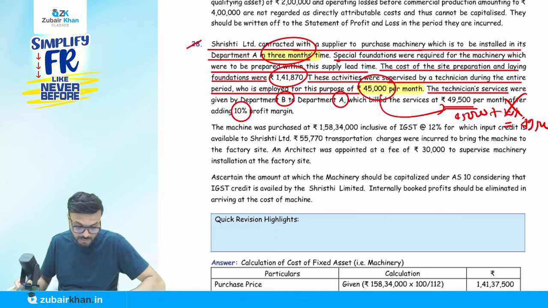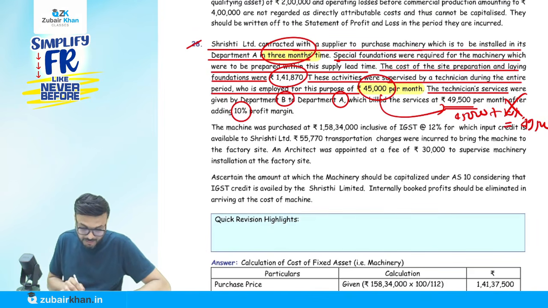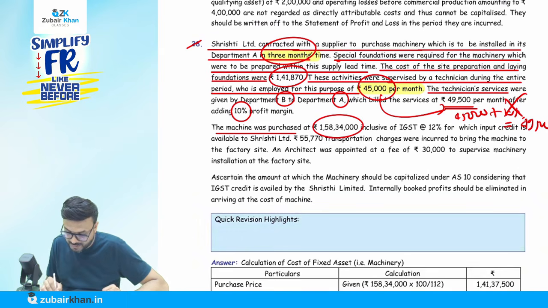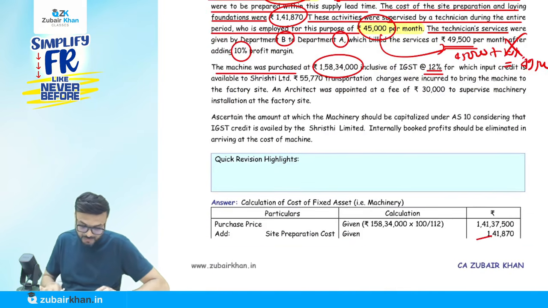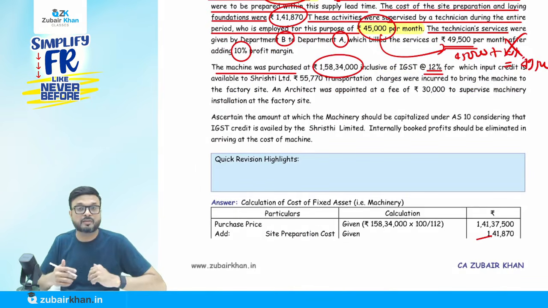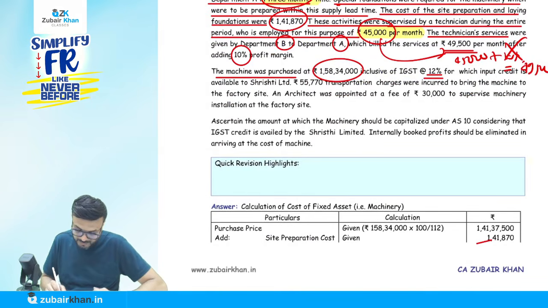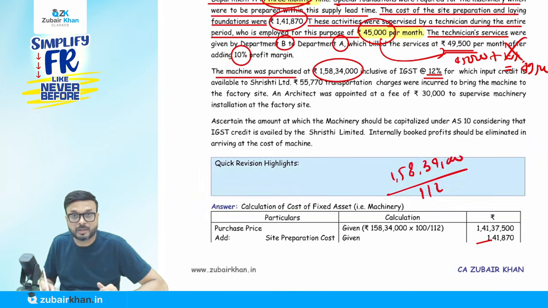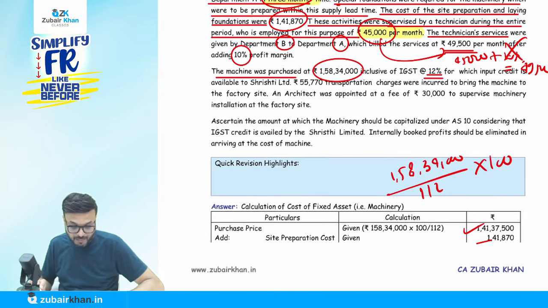45,000 multiplied by 3. Now we have already recorded this 45,000 multiplied by 3. The machine was purchased at rupees 1,58,34,000 inclusive IGST 12% for which input credit is available. So input credit is recoverable, then that is not a part of the cost of PP. So I will say 1,58,34,000, if it is 112 inclusive of the 12% GST, multiplied by 100. So this much amount will come. If it is recoverable, that cannot be part of the cost of the PP.